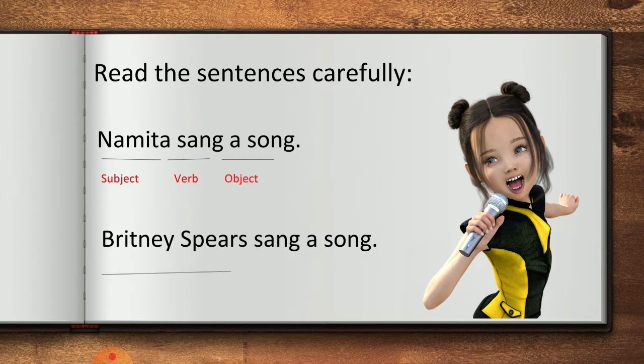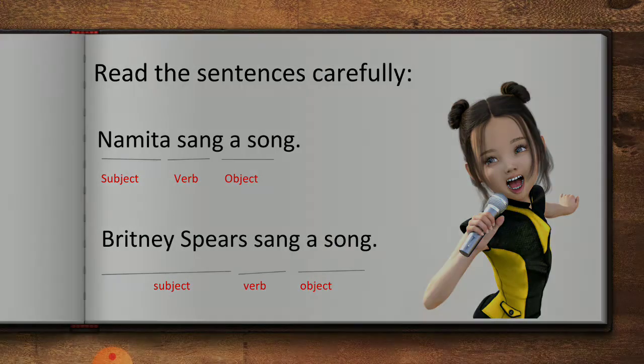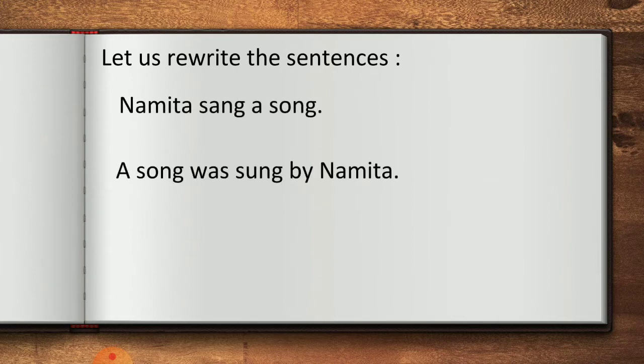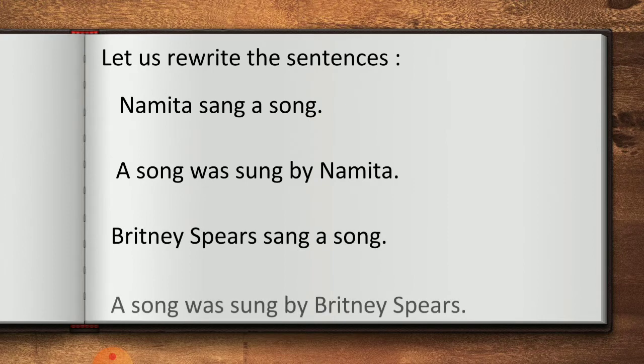When the subject of a sentence does an action, we say that the sentence is in the active voice. Now, let us rewrite the sentences. Namita sang a song can be written as a song was sung by Namita. Britney Spears sang a song can be written as a song was sung by Britney Spears.